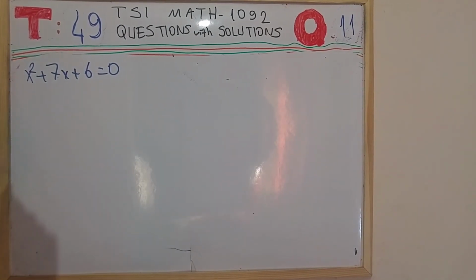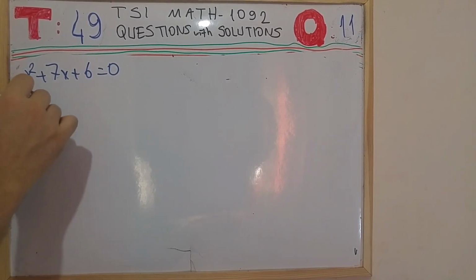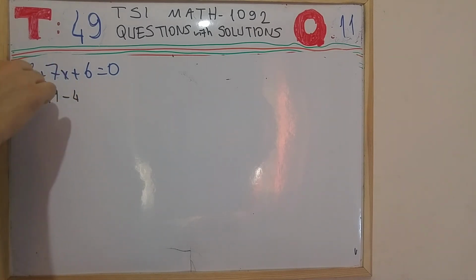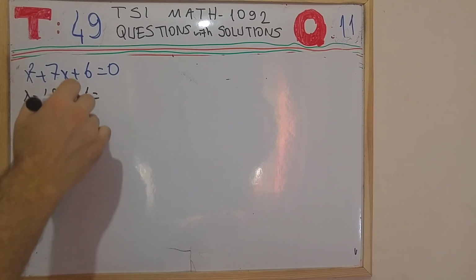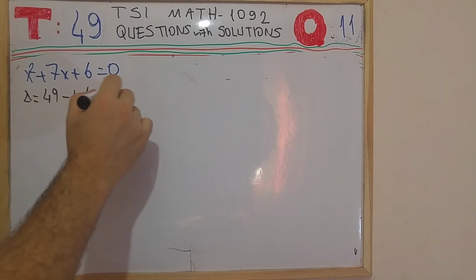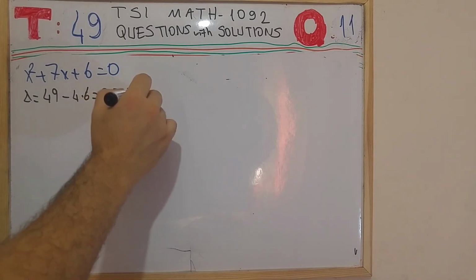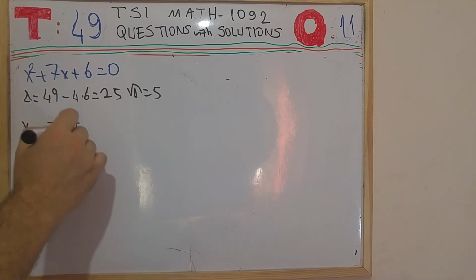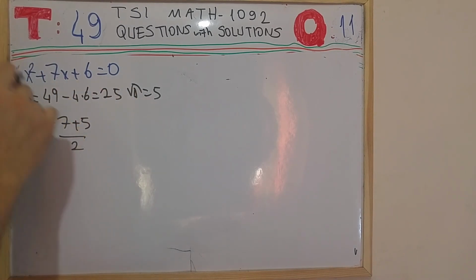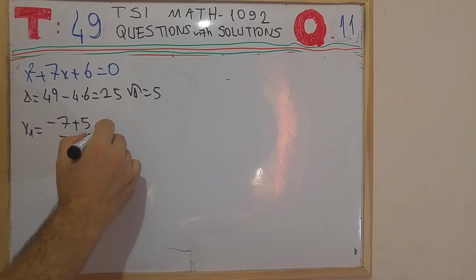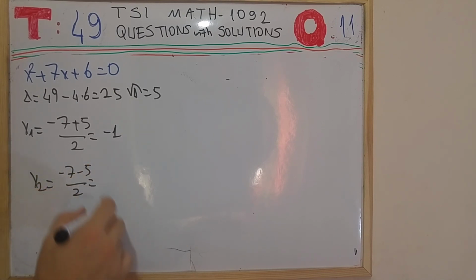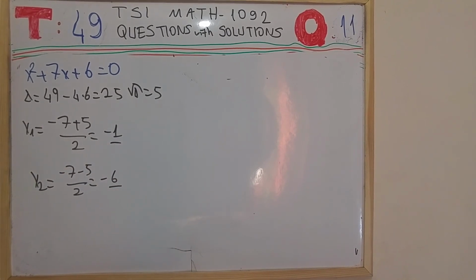We can solve this question in two different ways. One, by calculating the delta, which is equal to 49, 7 squared, b squared, minus 4ac, which is 49 minus 24, so this is equal to 25. So square root of delta is equal to 5. So x1 is equal to minus b, minus 7, plus 5 over 2a. a is equal to 1, so this is equal to minus 1. And x2 is equal to minus 7 minus 5 over 2, which is equal to minus 12 over 2, which is minus 6. So my two values are these.